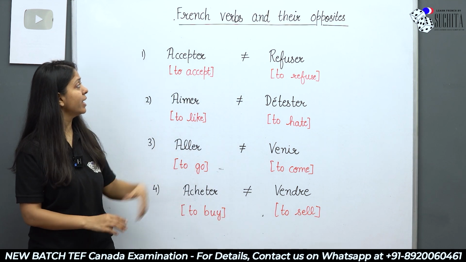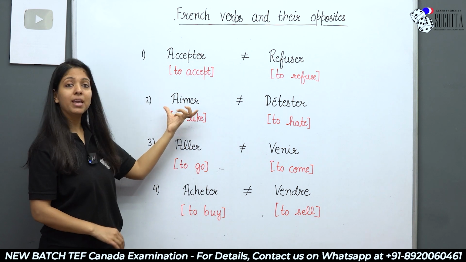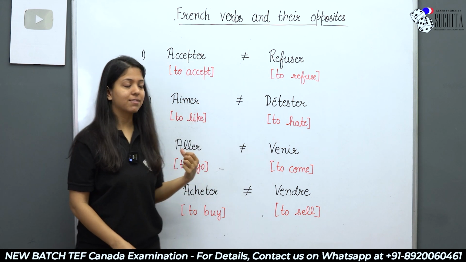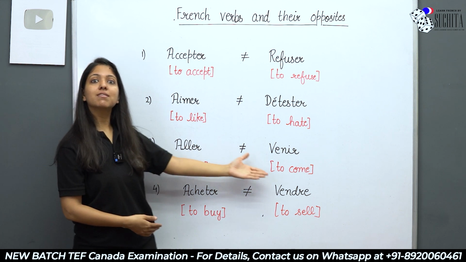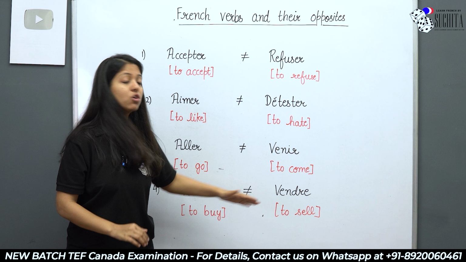Let's just revise them once again. Accepter, the opposite is refuser. Aimer, the opposite is détester. Aller, the opposite is venir. Next is acheter, and the opposite is vendre.